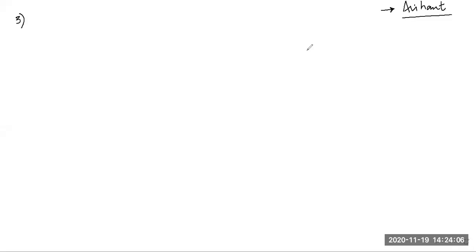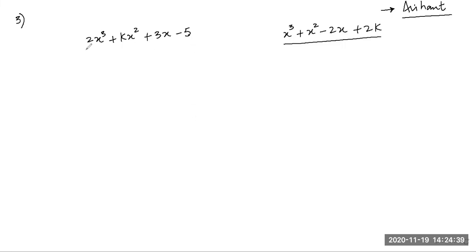All right, students. So now another question. He says this is a polynomial 2x cube plus kx square plus 3x minus 5. This is one polynomial, students, and this is another polynomial: x cube plus x square minus 2x plus 2k. These are two polynomials. Okay, fine.